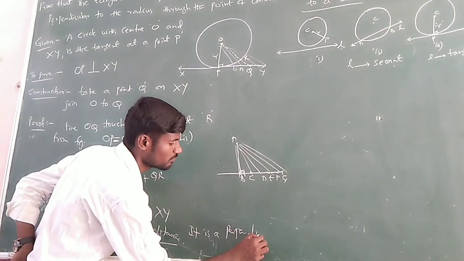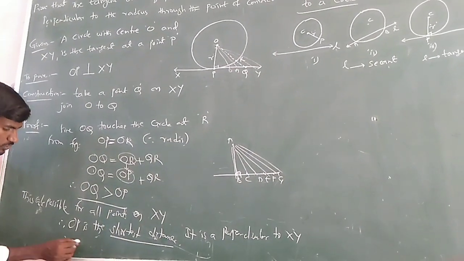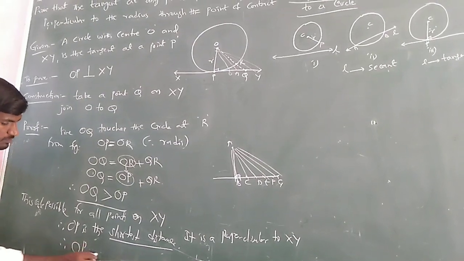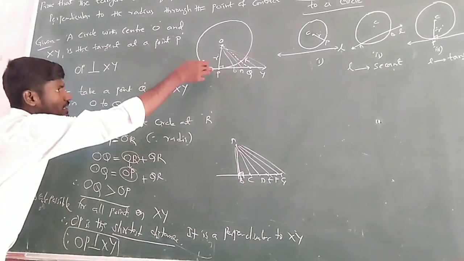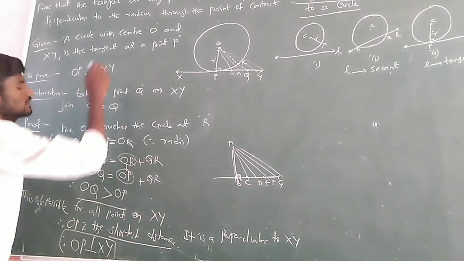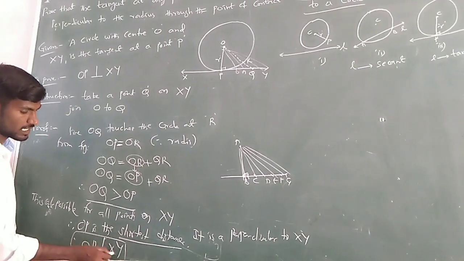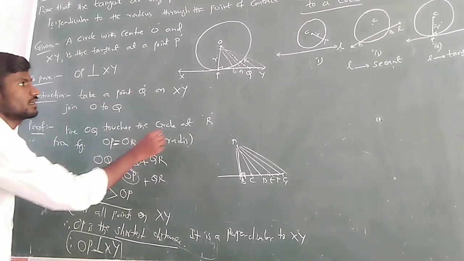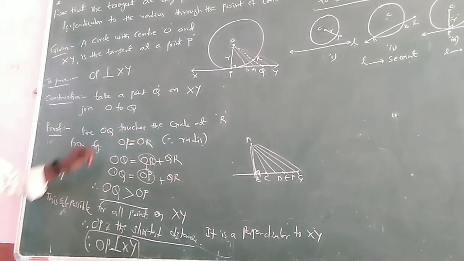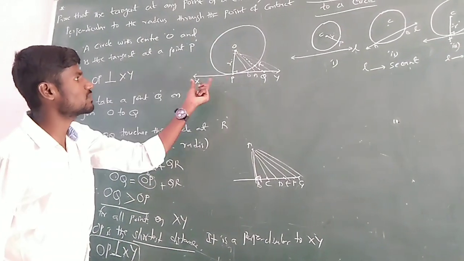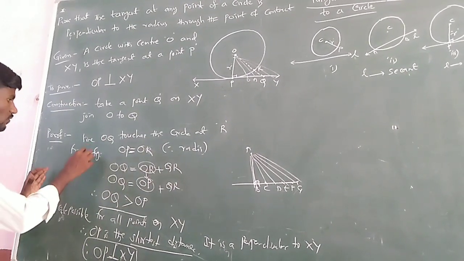So OP is the shortest distance, which means it is perpendicular to the tangent XY. Therefore we can prove that OP is perpendicular to XY. OP is the radius, XY is the tangent. So from this we can say that the radius is perpendicular to the tangent of a circle through the point of contact. This is the theorem: the radius of a circle is perpendicular to the tangent. So you just carefully remember these steps.